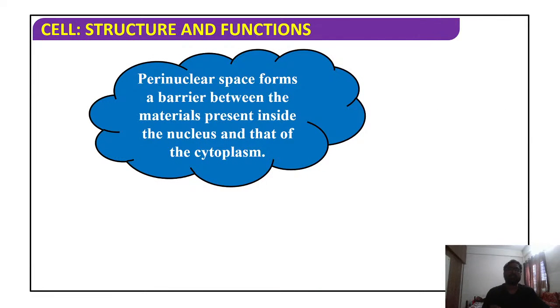Now students, what is the function of the perinuclear space? The perinuclear space forms a barrier between the materials present inside the nucleus and those of the cytoplasm. It acts as a barrier, while allowing substances to pass from the nucleus to the cytoplasm and from the cytoplasm to the nucleus.